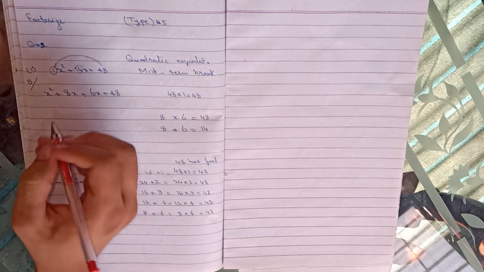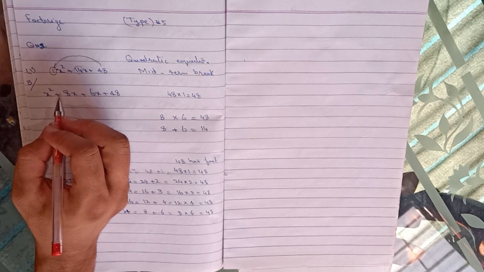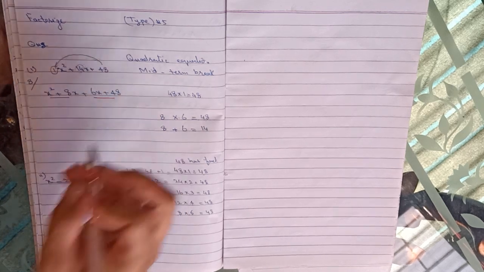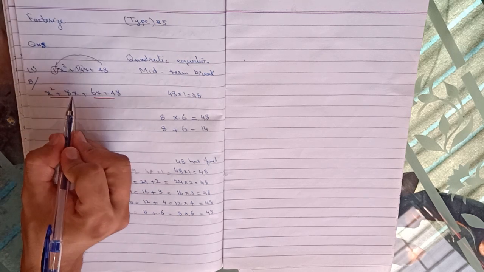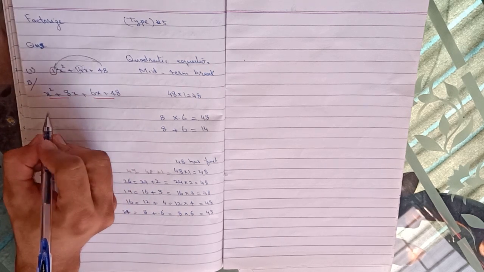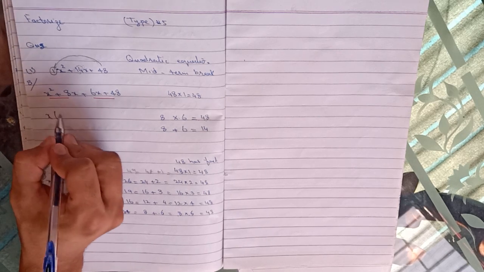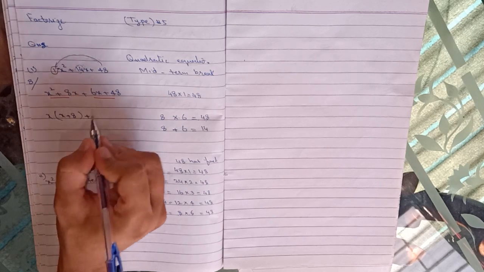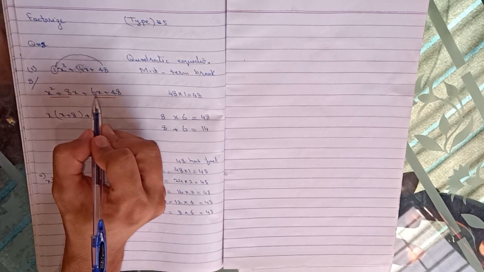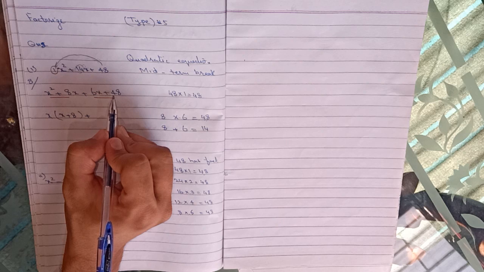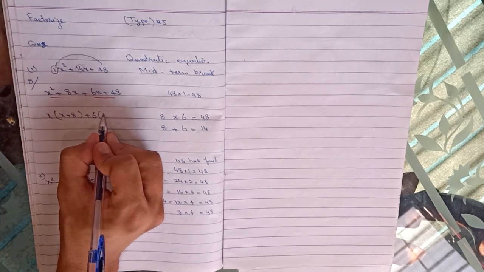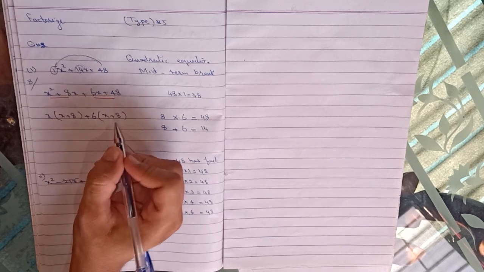Type number 2, which you have studied in exercise 5.1 question number 2: x square plus 8x and 6x plus 48. Now see what is common in x square plus 8x. It is very simple. x is here, x is here, 8 is not here, so we take x common. Inside the bracket we have x plus 8. Now what is common in the last two terms? This is 6, and 48 is 6 multiplied by 8. We take 6 common, and inside the bracket we have x plus 8.